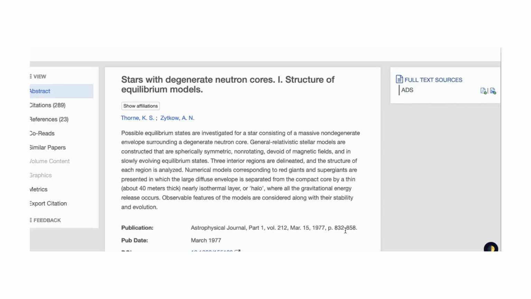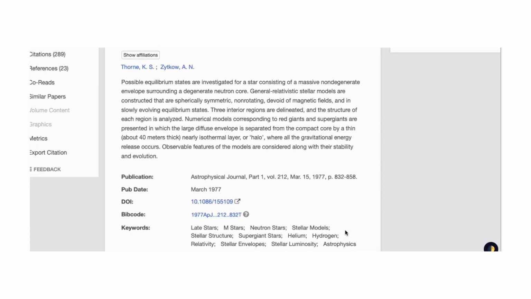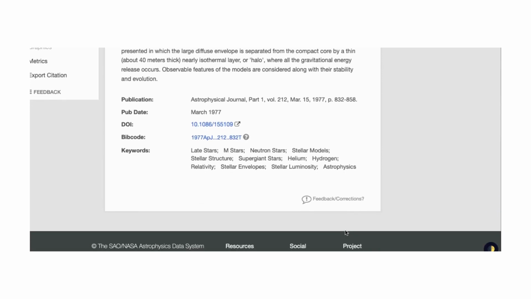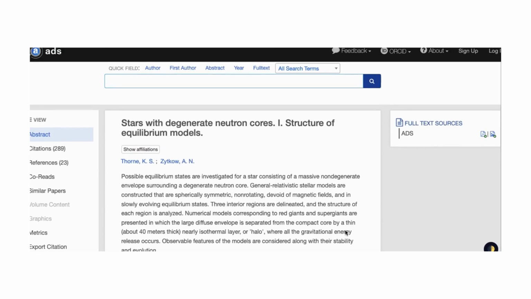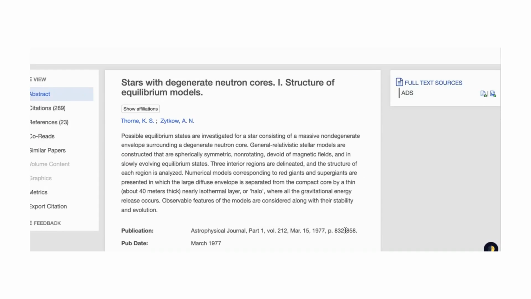Popular artwork tends to show these TZOs as a red giant, and then right inside you see the neutron star. But actually, the neutron star is way, way smaller than the red giant. So it's tiny. The existence of these hybrid stars was first hypothesized by theoretical physicist Kip Thorne and astrophysicist Anna Żytkow in their 1977 paper, Stars with Degenerate Neutron Cores.